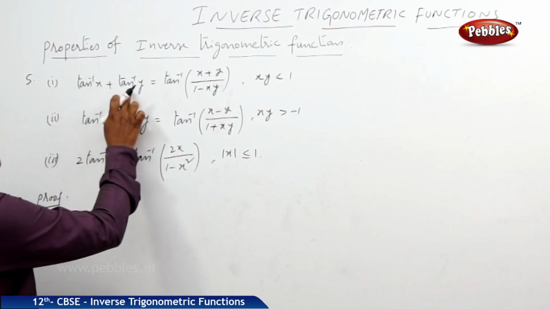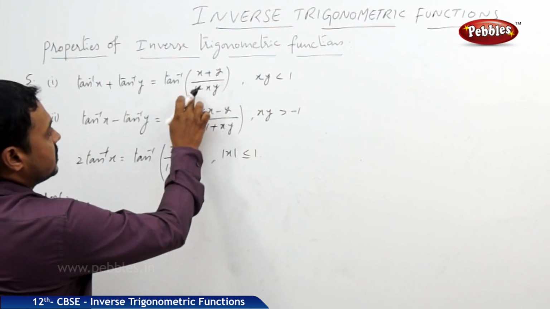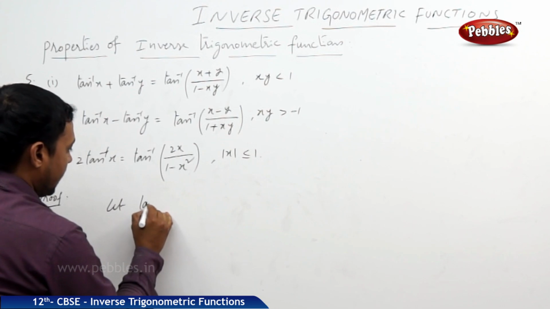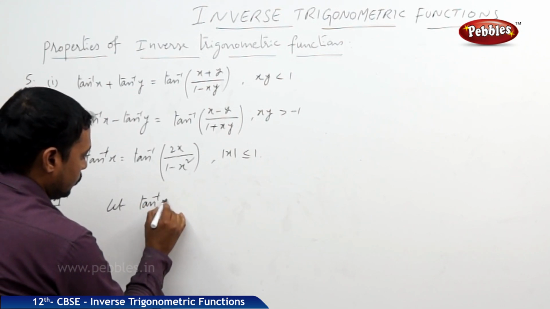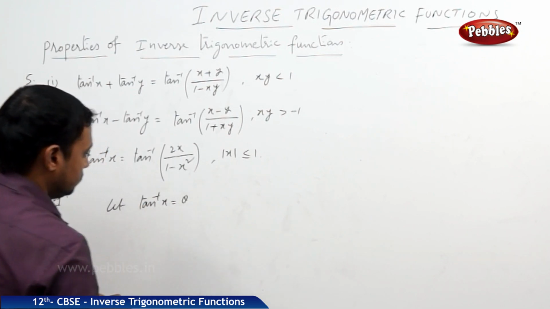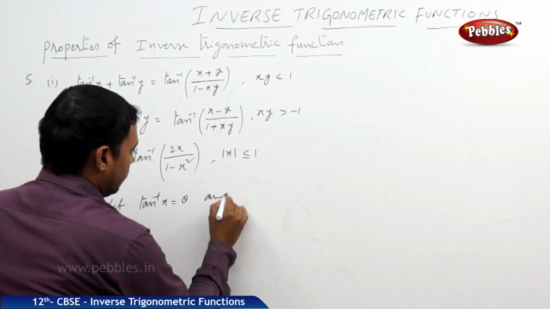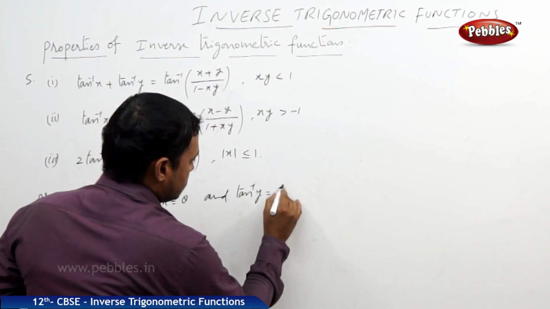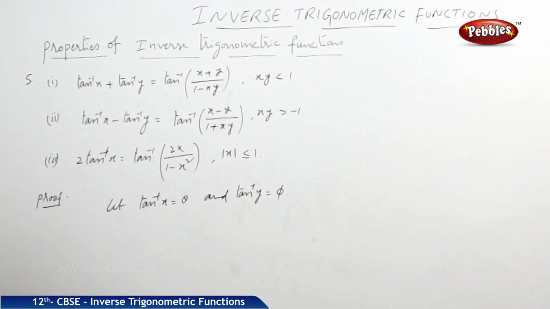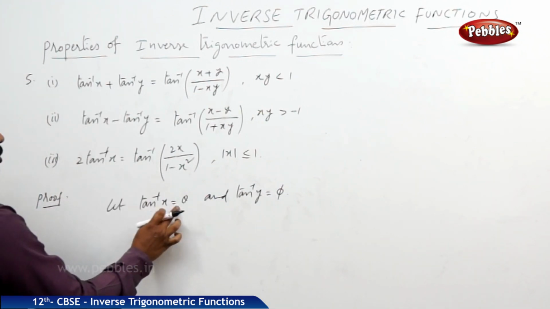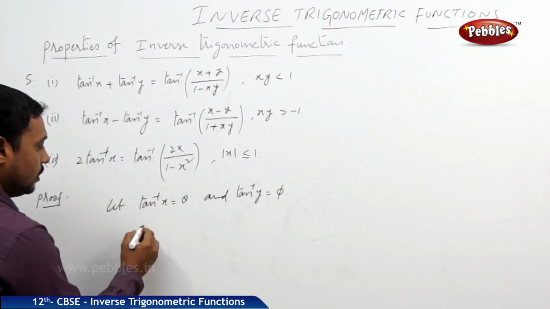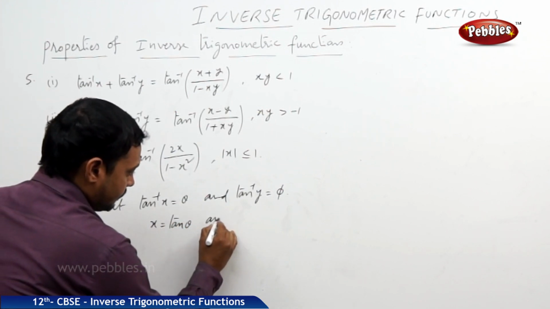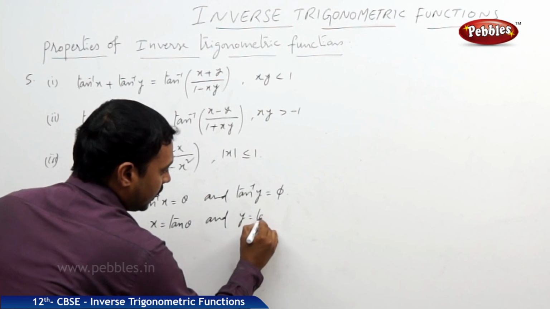To prove tan inverse x plus tan inverse y is equal to tan inverse of (x plus y) by (1 minus xy), let us take tan inverse x is equal to some theta and tan inverse y is equal to some phi. Now from this, x is equal to tan theta and y is equal to tan phi.